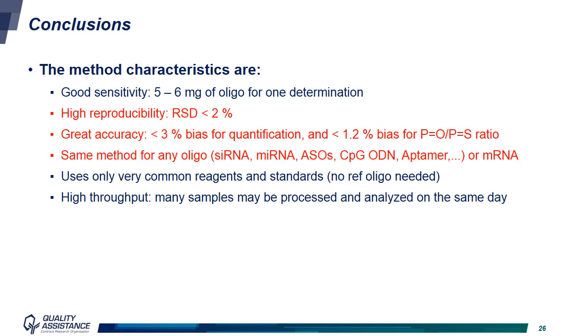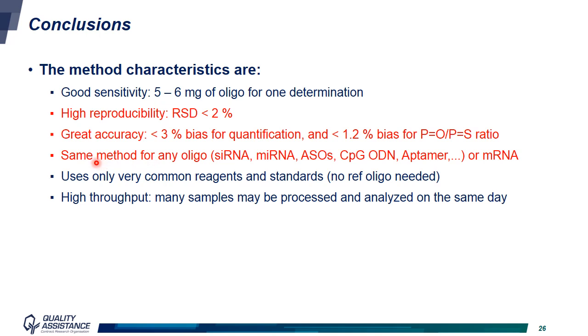So, the main method features are a very good sensitivity. We only need 5 to 6 milligrams of oligo for one determination. It shows a high reproducibility with the RSD less than 2%, great accuracy, less than 3% bias for the absolute quantification, and less than 1.2% bias for the PO-PS ratio.